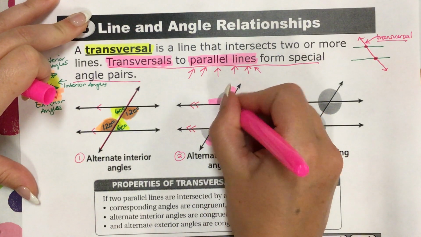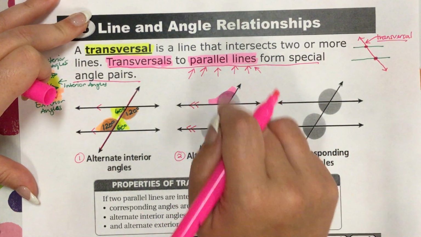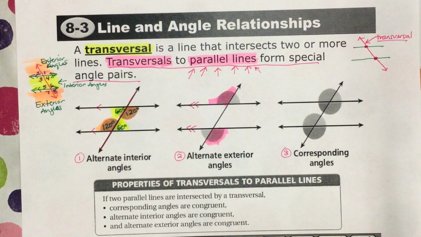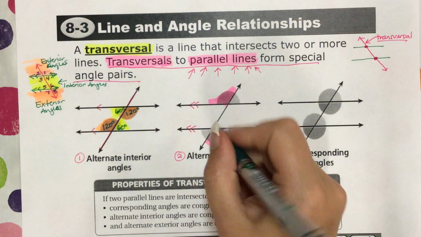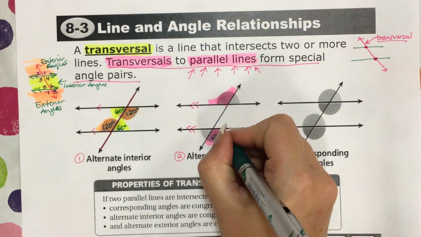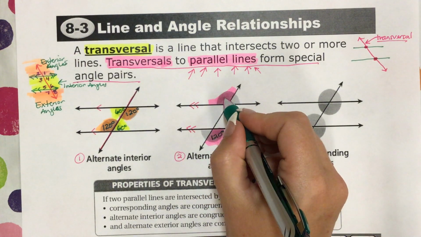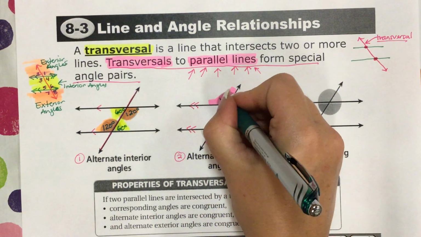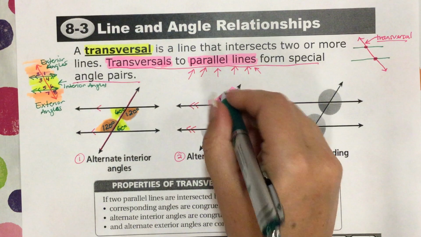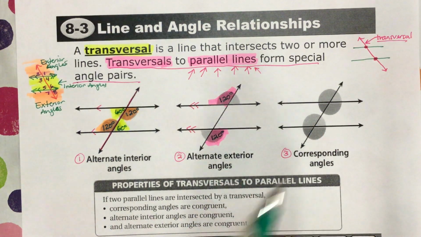And guess what? These angles are the same as well. So if this angle is 120 degrees, guess what this angle is? It's 120 degrees. They're the same measure because they're alternate exterior angles.